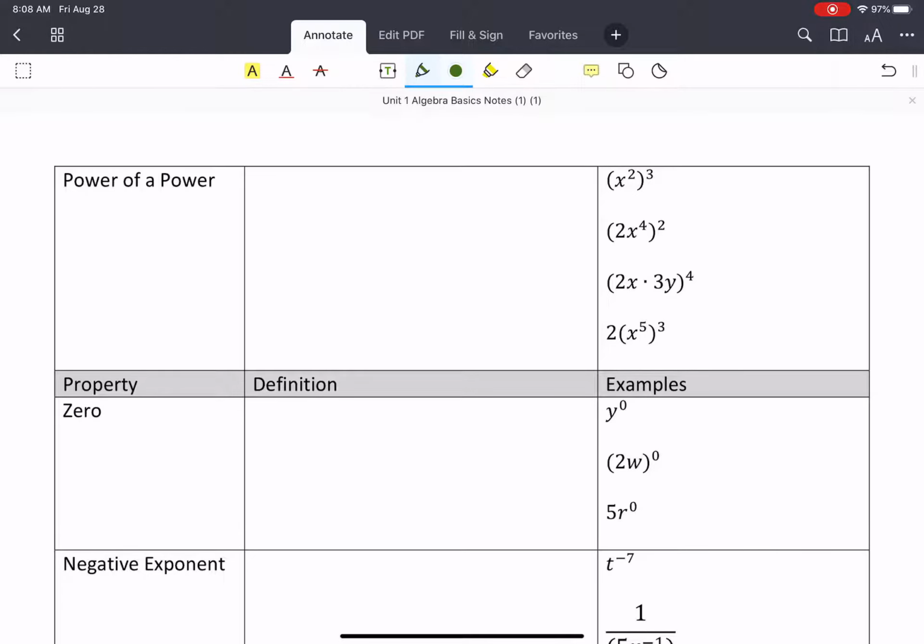So on this one, okay, think about it like this. If I had x squared cubed, that means I'm doing x squared times itself 3 times, right? Now if I use our product rule from above, I'd add those exponents up and it would be x to the 6th. But again, I don't want to have to be writing that out the whole time. You multiply the exponents. Very good. Okay, you multiply the exponents.